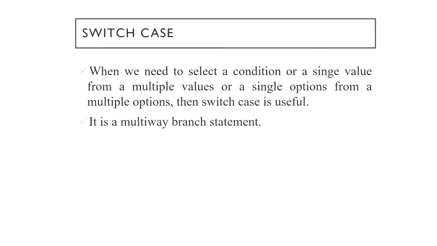So it is actually a multi-way branch statement. Multiple branches will be there. Based on one option, based on one condition, you can have multiple branches. It works with integer and character values only. This is, you can say, the limitation of switch case. It works with integer and character values only. We cannot use float or double values or a string in case of switch case.